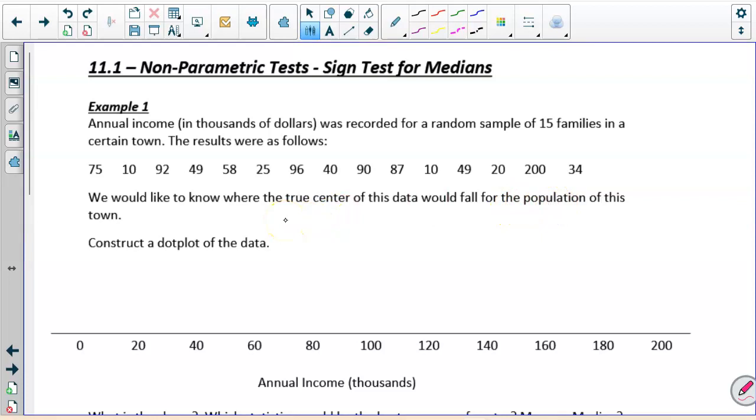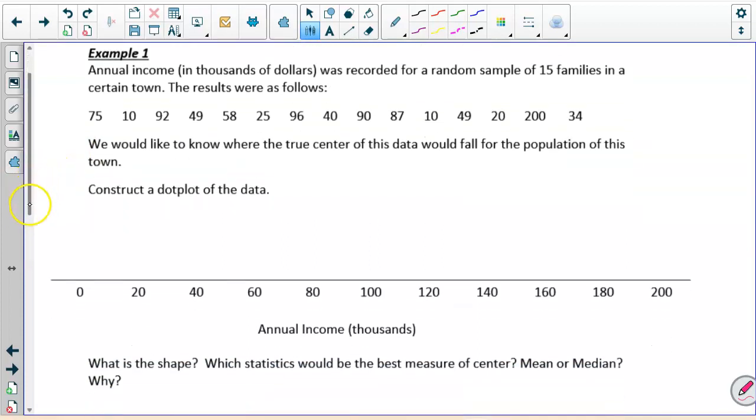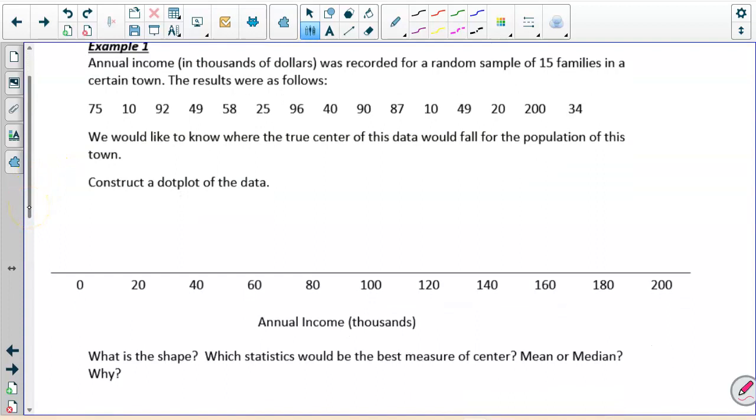We would like to know where the true center of this data would fall for the population of this town. So if that's my raw data, the first thing I might do is put it from least to greatest so I can look at it, right? Or a way to do that and get a graphical display all at the same time is by creating a dot plot. Y'all remember how to do that?